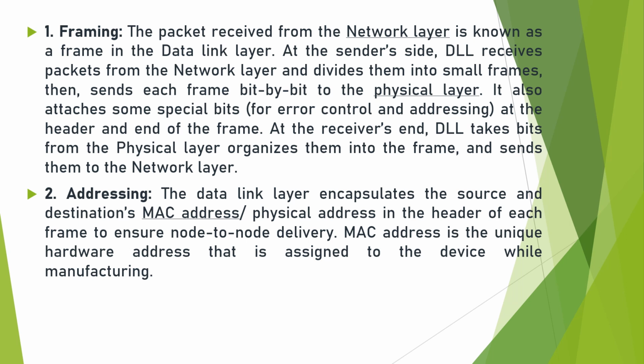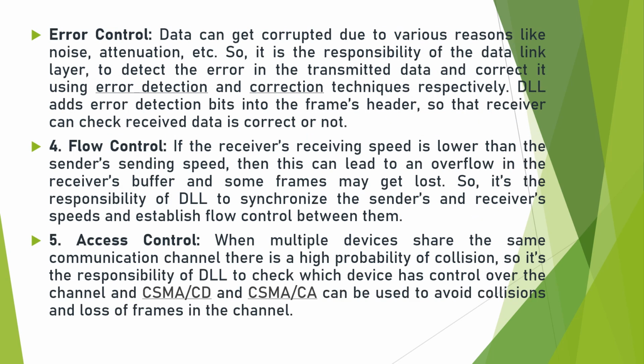Second, addressing. The data link layer encapsulates the source and destination's MAC address/physical address in the header of each frame to ensure node-to-node delivery. A MAC address is the unique hardware address that is assigned to the device. Third, managing error control. Data can get corrupted due to various reasons like noise, attenuation, etc. So it is the responsibility of the data link layer to detect the error in the transmitted data and correct it using error detection and correction techniques respectively.